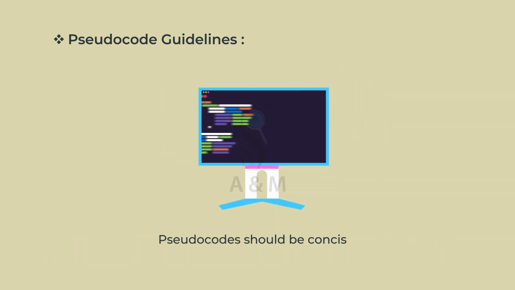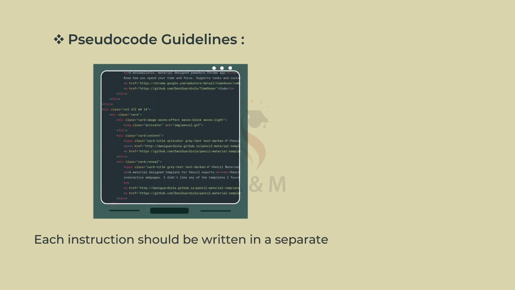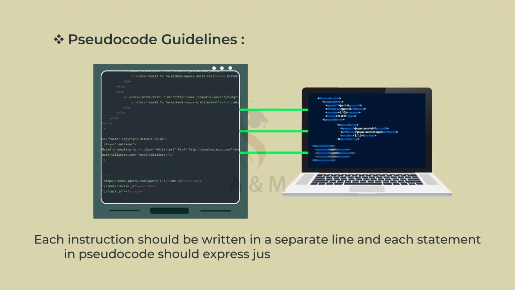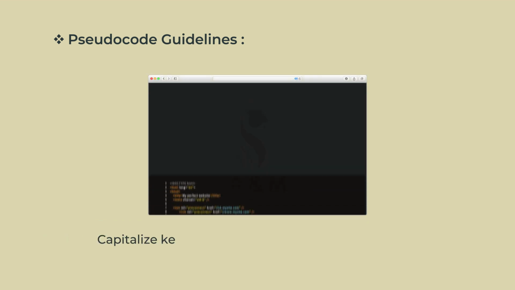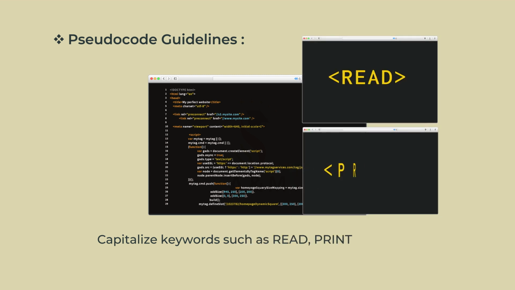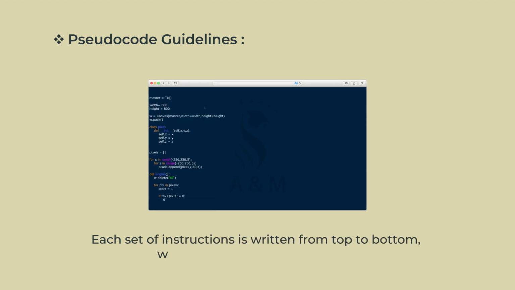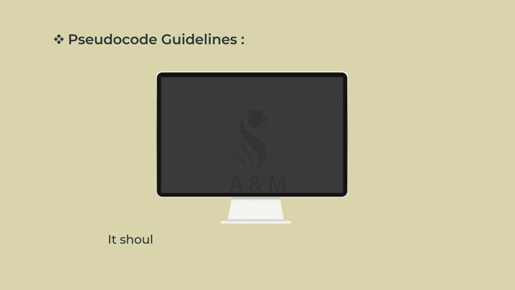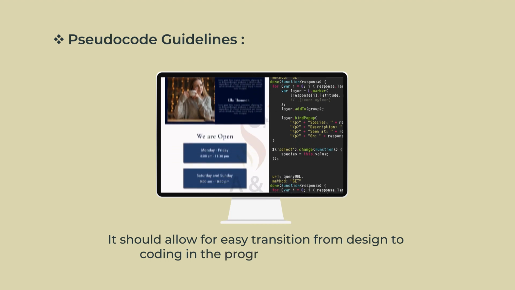Pseudocode should be concise. Each instruction should be written in a separate line, and each statement in pseudocode should express just one action for the computer. Capitalize keywords such as READ, PRINT, and so on. Each set of instructions is written from top to bottom with only one entry and one exit. It should allow for easy transition from design to coding in the programming language.